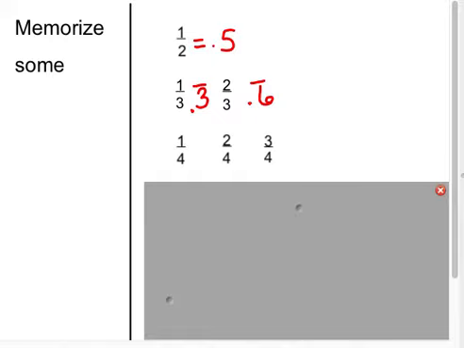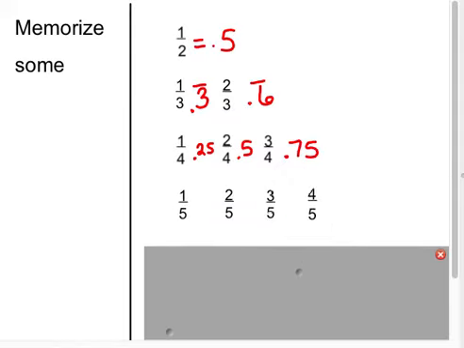The fourths, if you cut $1 into 4 parts, 1/4 would be 0.25. 2/4 would be 0.5 or 50 cents. 3/4 would be 75 cents. The fifths, cut it into tenths. The nice part is to get to 10, you would just double it. So you're just doubling your top. So 1/5 would be 0.2. 2/5 would be 0.4. 3/5 would be 0.6. 4/5 would be 0.8.